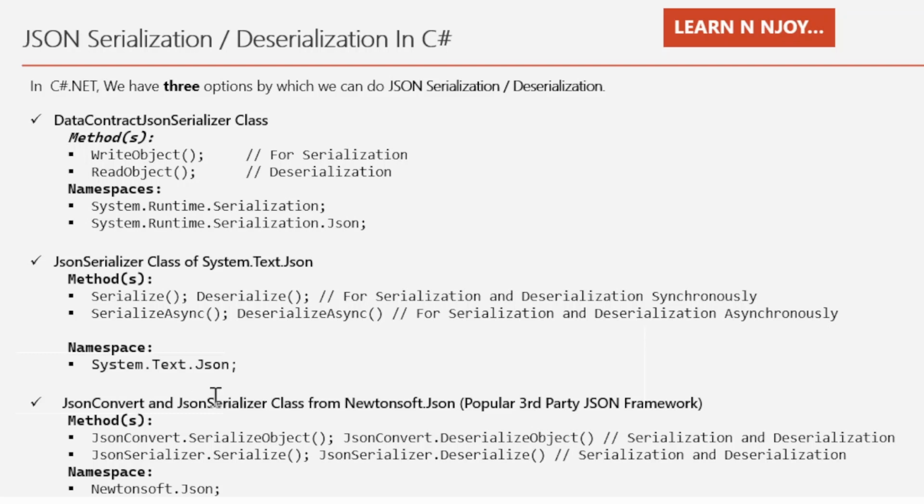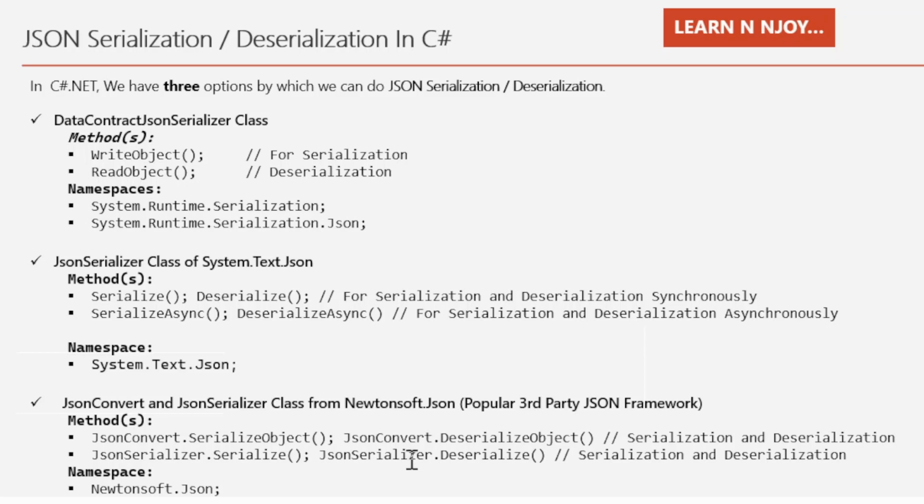Number 3, the JsonConvert and JsonSerializer classes from Newtonsoft.Json, which is a popular third-party JSON framework. We have two options in Newtonsoft.Json. One is using the JsonConvert class, so we use its SerializeObject and DeserializeObject methods for serialization and deserialization. It is best suited for simple scenarios. Two, the JsonSerializer class. We use its Serialize and Deserialize methods for serialization and deserialization. It's best suited for complex scenarios.